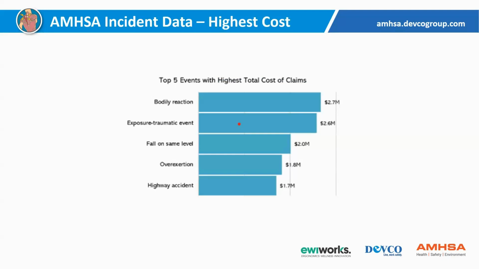If we look at the top 5 events with the highest total cost of claims, we see bodily reaction, followed by exposure to traumatic events, fall on same level, overexertion, and highway accident, rounding out the top 5. So for me, bodily reaction and overexertion are very likely to be musculoskeletal injuries, right? So these are the ones that, again, I, as an ergonomist, am most likely to have an impact on.